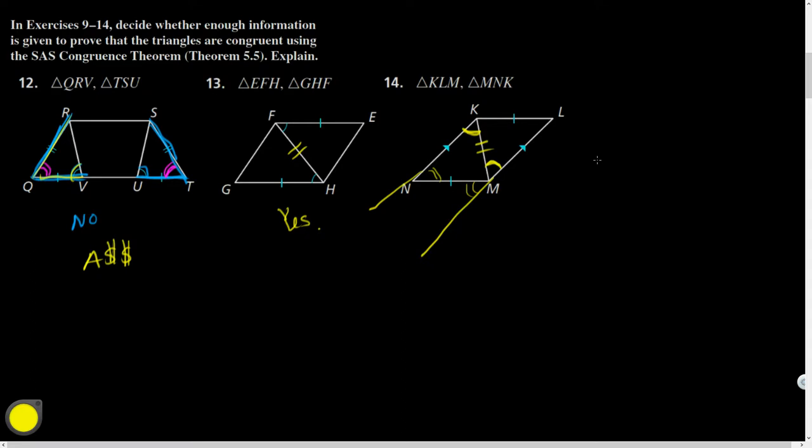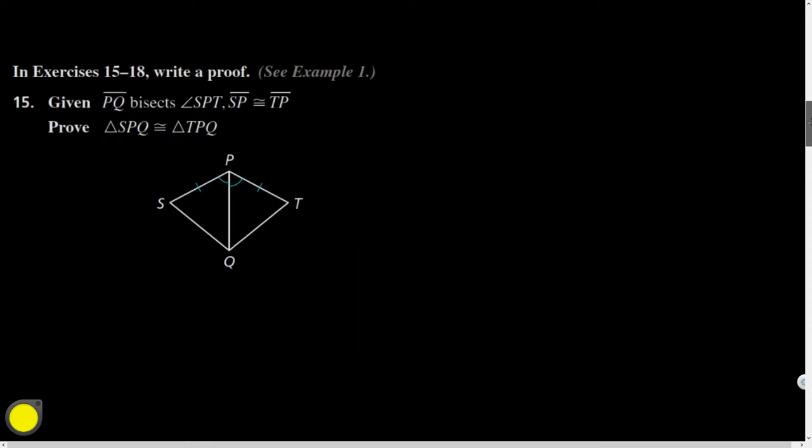Not enough. And if you notice the situation, I've got an angle. As I move around any one of these triangles, it's either side angle or angle side. The angle's not in the armpit of those sides. The answer is no, once again, because that's not a theorem. Not allowed. All right, here we go.